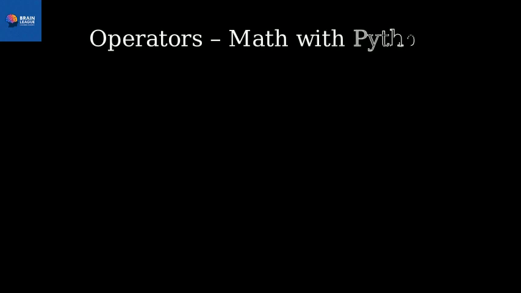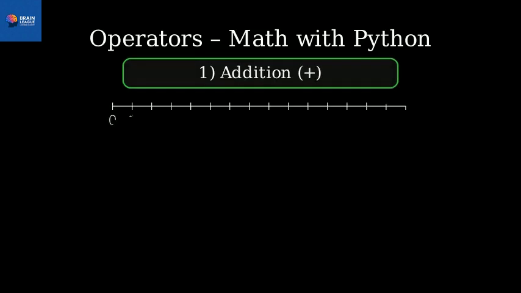Welcome! In this lesson, we will build an intuitive understanding of Python's arithmetic operators, how they behave mathematically, and we will see quick examples for each. First, addition. The plus operator adds numbers. For example, 7 plus 5 equals 12.